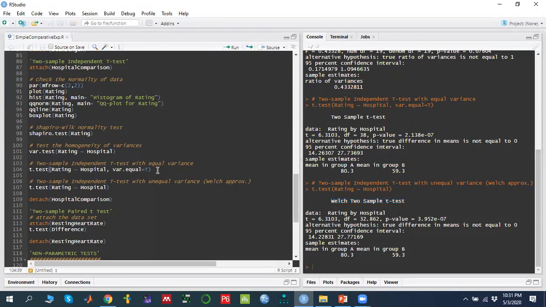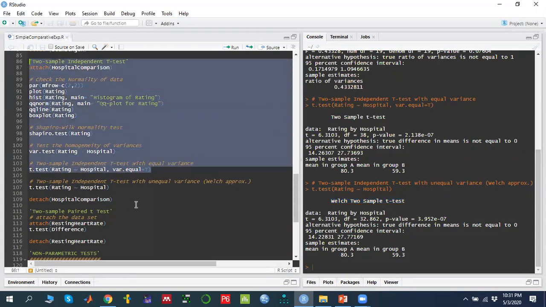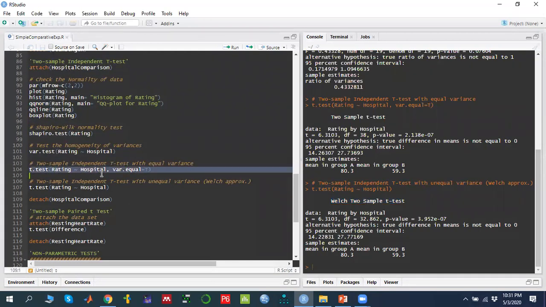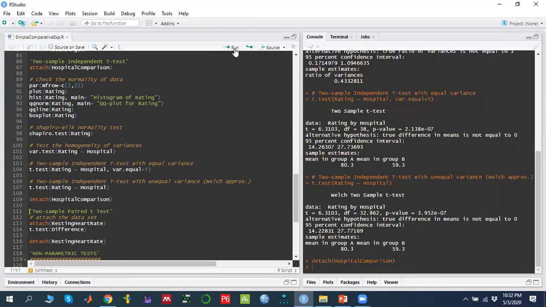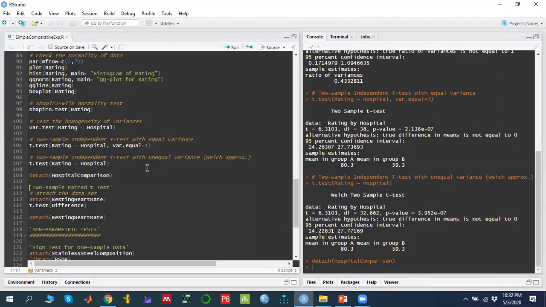By the way, for this particular data set, the data was normal and the variances are equal, so that's why we can apply the two sample independent t-test. But if the data was normal and variances are unequal, then we can apply the Welch approximation, and the way in R to apply the Welch approximation is this one. Just skip this command. Okay, now I am detaching this data set because I don't want to use this data set anymore. So I have detached it.